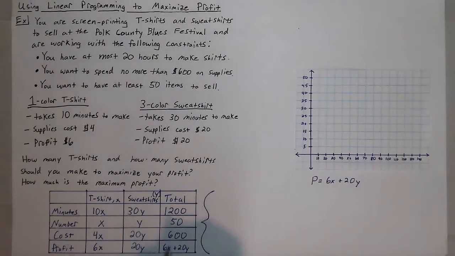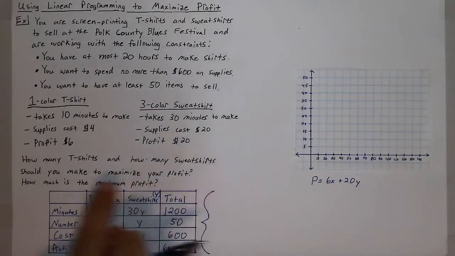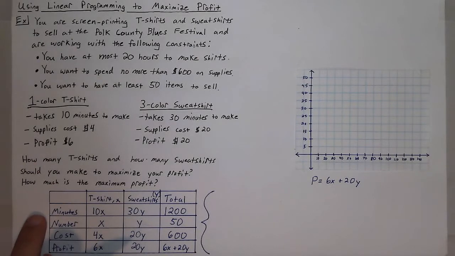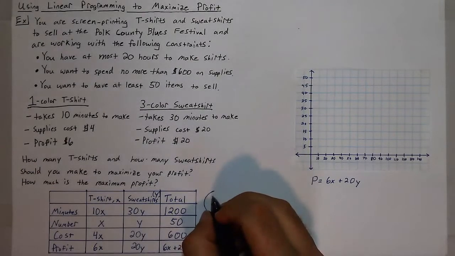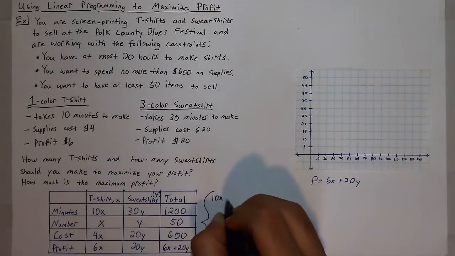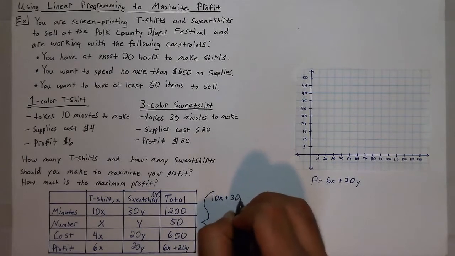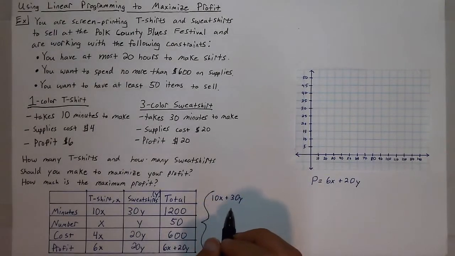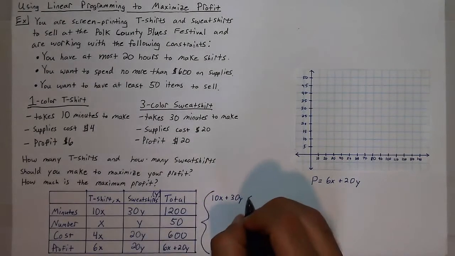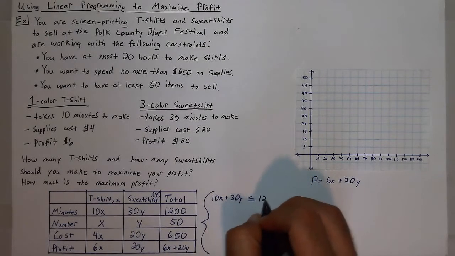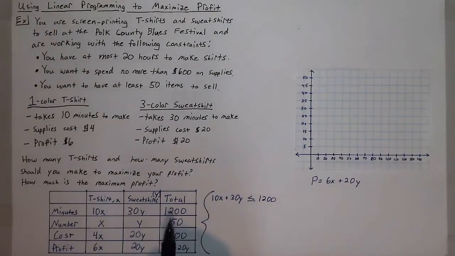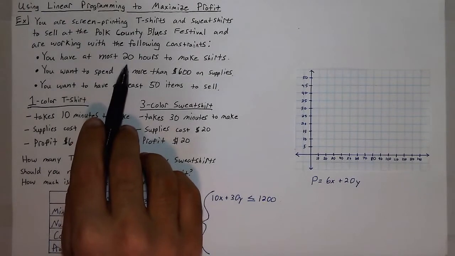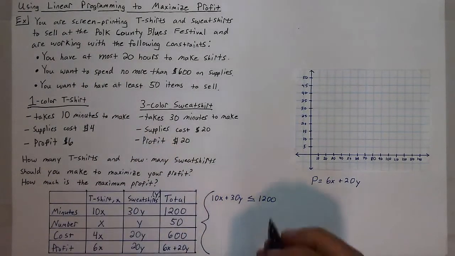But now we need to write our constraints down. Now we've really organized all the information, so I can make a constraint on minutes. I can say that 10x plus 30y is the total amount of time we're going to spend, and that time needs to be less than or equal to 1,200. The reason why it's less than is that I can't go past 20 hours. So any more than 1,200 minutes would be more than 20 hours.